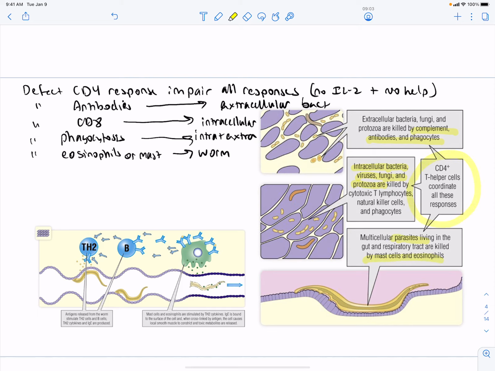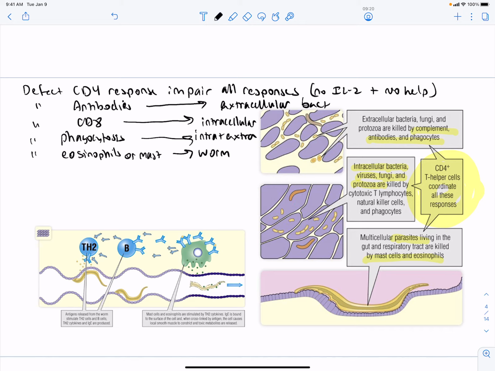But important to all of them are the CD4 T cells. They are central to it all, those helper cells. And so you really need those helper cells to help you navigate which type of response you need and to make sure that that type of response is actually induced.